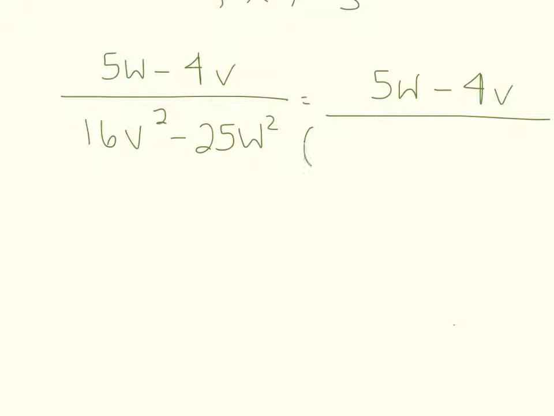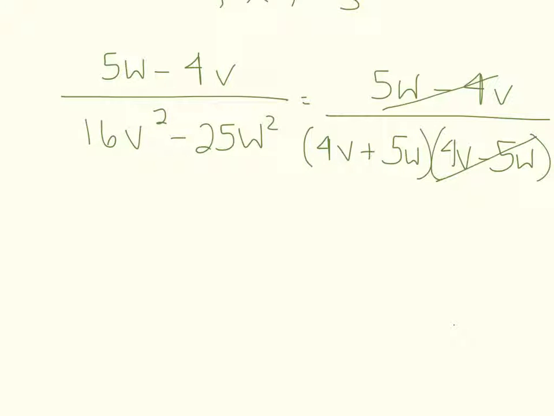So we have the difference of two squares. So this will factor into 4v plus 5w times 4v minus 5w. And once again, here we are in that situation of having exactly the same numbers, the right numbers, but in the wrong position. So we know that this is a situation where these two factors will cancel into a negative 1, so we are just left with negative 1 in the numerator and 4v plus 5w in the denominator.